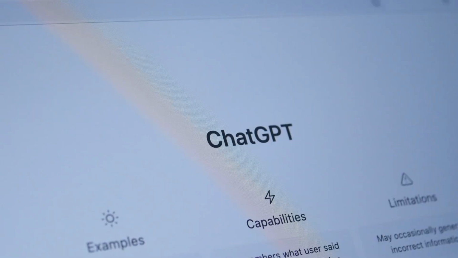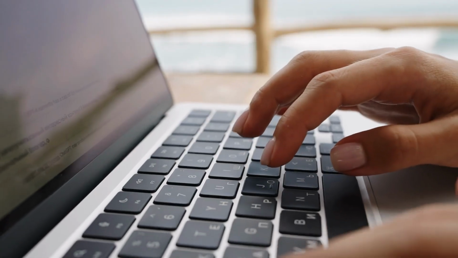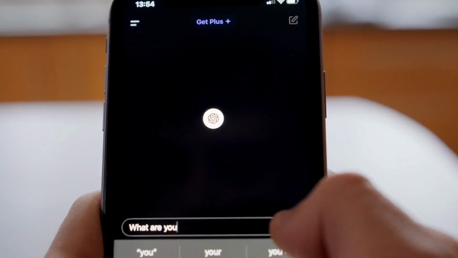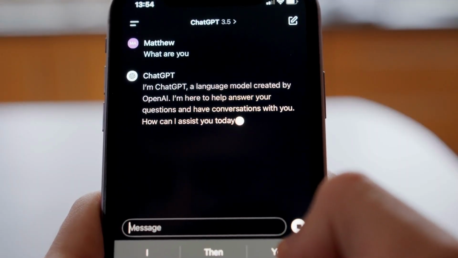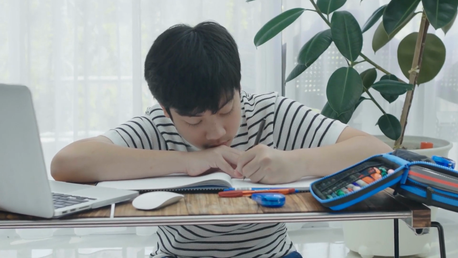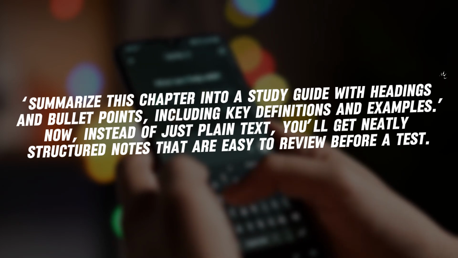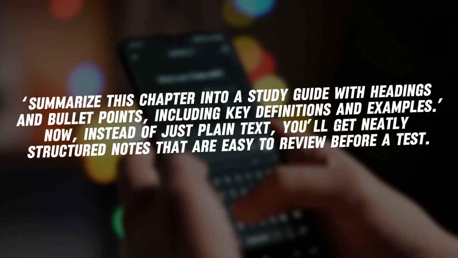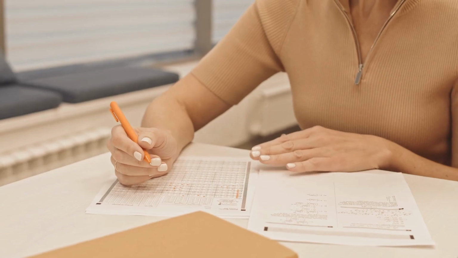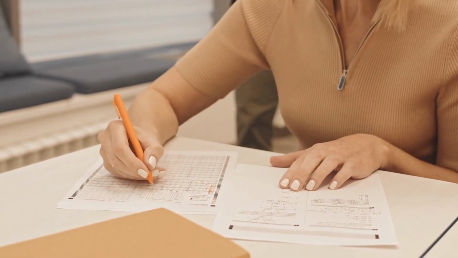Here's where AI becomes even more powerful. Customization. Summaries don't have to be one-size-fits-all. You can shape them to match exactly what you need. For example, if you're a student preparing for exams, you might ask, "Summarize this chapter into a study guide with headings and bullet points, including key definitions and examples." Now, instead of just plain text, you'll get neatly structured notes that are easy to review before a test.